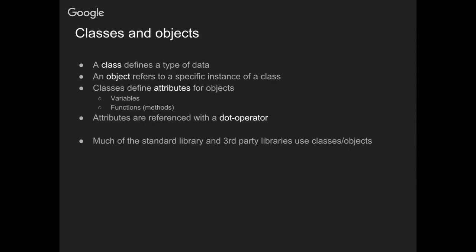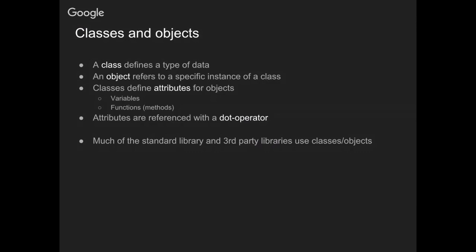Besides collecting pieces of information about a specific individual, classes can also define functions. You may also hear these referred to as methods. Methods are just functions that apply to a specific class. In order to reference either a variable that belongs to an object or a method that belongs to an object, we use the dot syntax, which is what we saw earlier when we were working with lists.